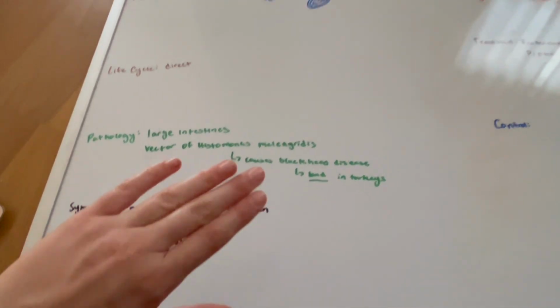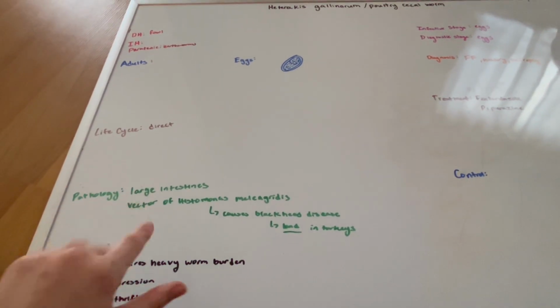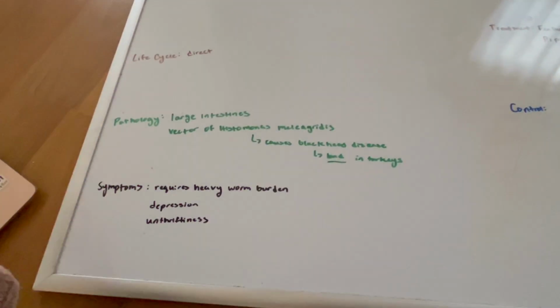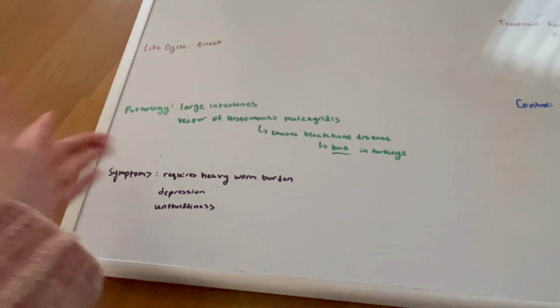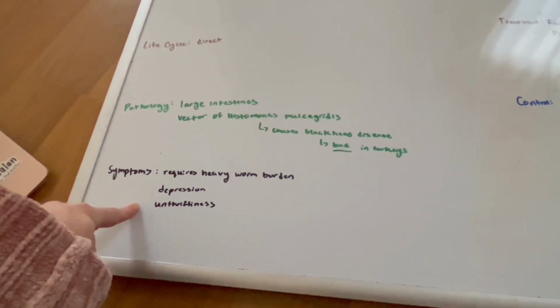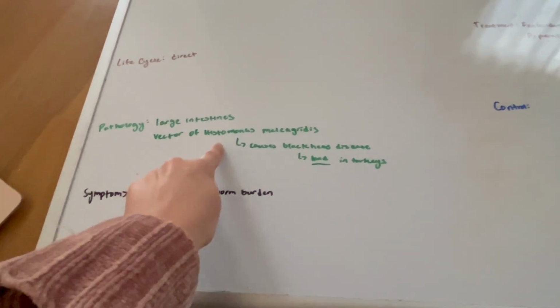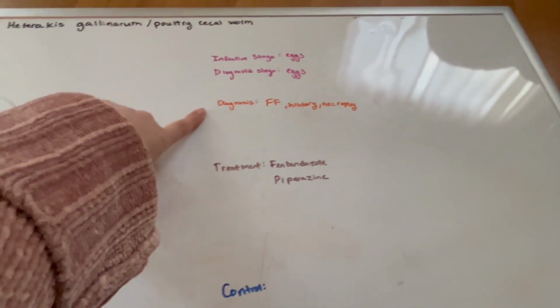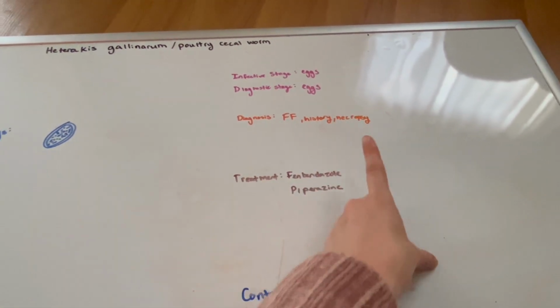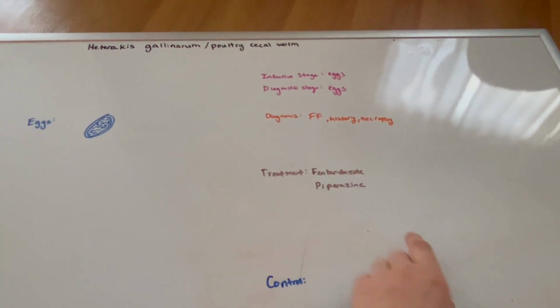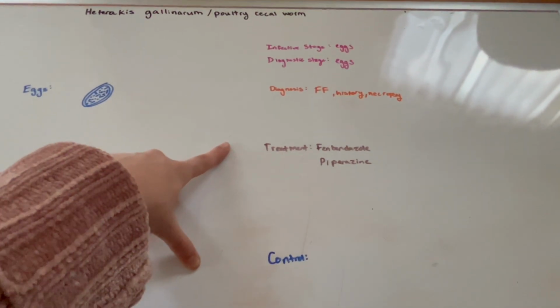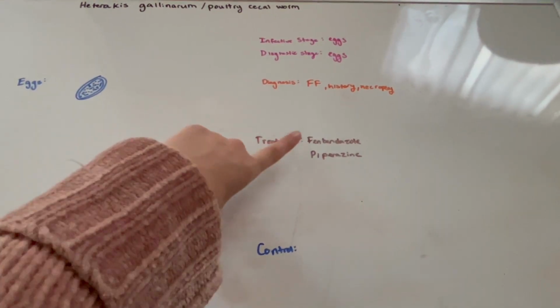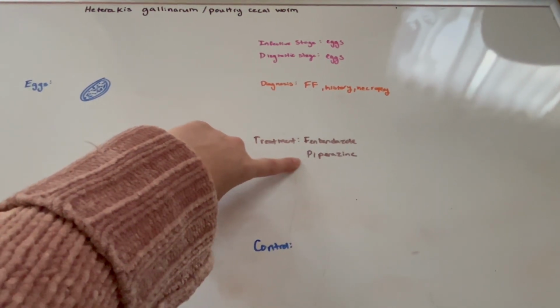Symptoms, just the Heterakis gallinarum alone, not what it vectors. It doesn't really do much. It requires a heavy burden to cause depression and unthriftiness, but most of the damage would come from what it vectors instead. You can do a fecal float. You can look at the history and look for the worms on necropsy. And treatment, most of the time you can assume with chickens or fowl, it'll be fenbendazole and then piperazine.